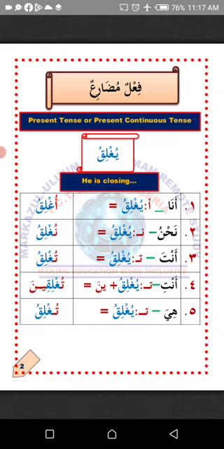Khamsa, number five, hiya, she. So how do we change the verb yugliku to suit hiya? All you need to do is to detach ya'un and attach ta'un. So the verb yugliku will now become tugliku, which means she is closing. Remember, we use ta'un to talk about a single female person and ya'un to talk about a single male person. Talking about them does not mean talking to them directly. La'allaka fahimt? I hope you understand.